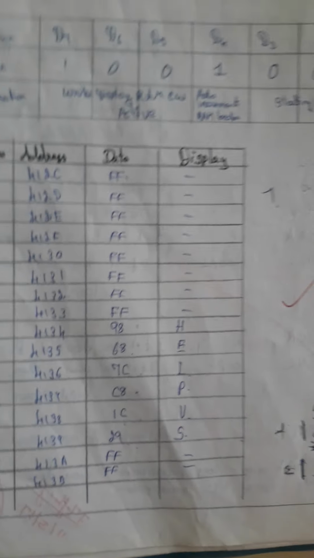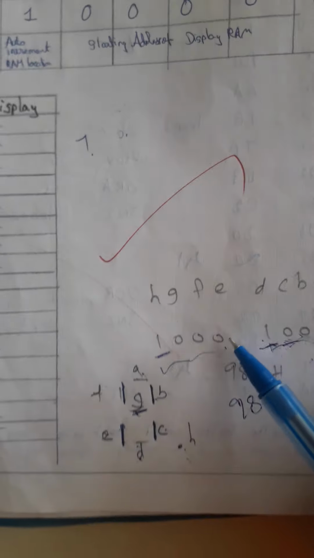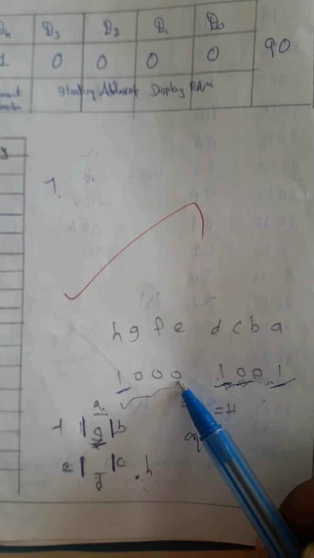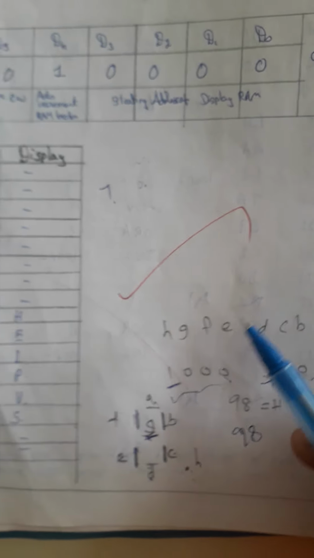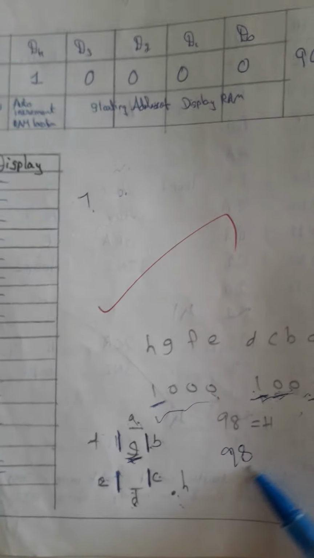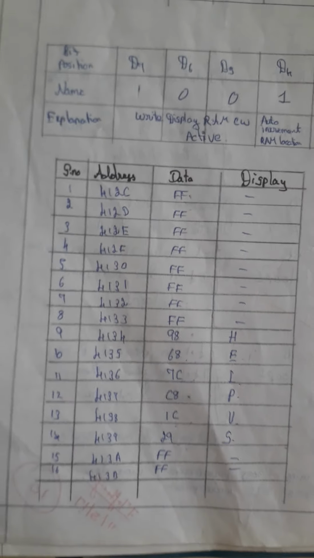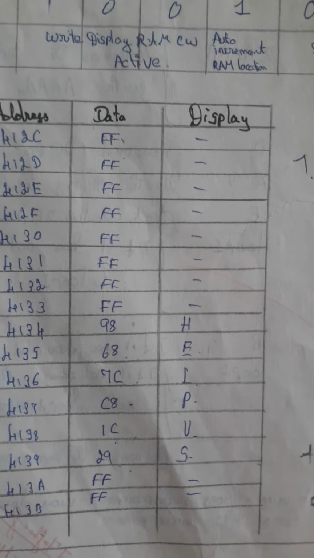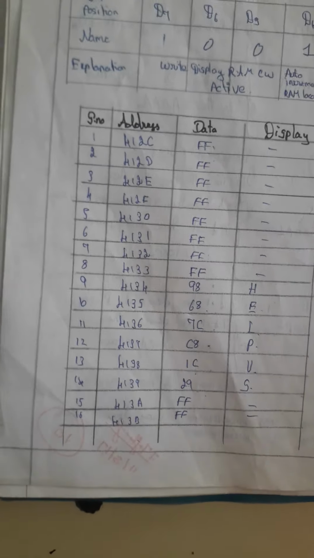Okay, so 00 is the condition for glowing, and 11 is the condition for not glowing. If you write 0 to a segment, that segment will glow. If you write 1 to a segment, it will not glow. So for H, this is the hexadecimal equivalent, and for E, this is the hexadecimal equivalent. Whatever character we want to display should be represented with the help of hexadecimal values in these locations.